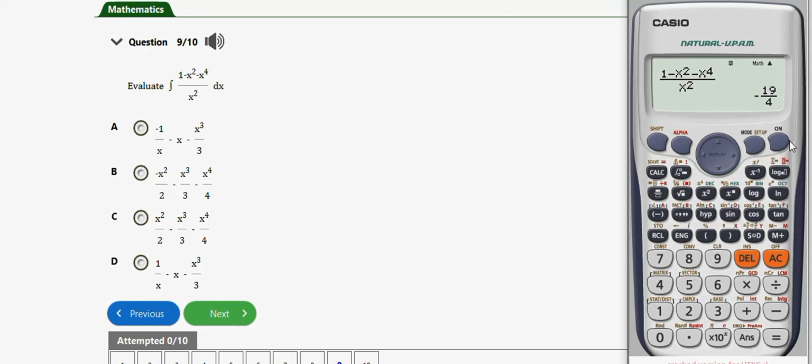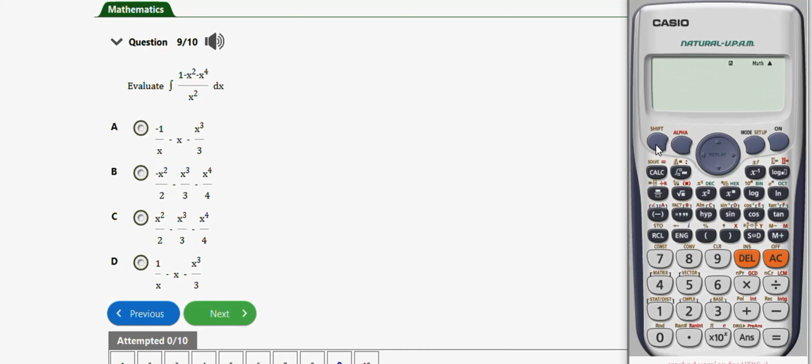We have it to be minus 19 over 4, which is the same thing as, let's press S-D, minus 4.75. Alright, so minus 19 over 4 or minus 4.75. So right now we're going to differentiate the options. Now minus 4.75 or minus 19 over 4 will be the answer to this question. Okay, very important. So let's begin with option A.